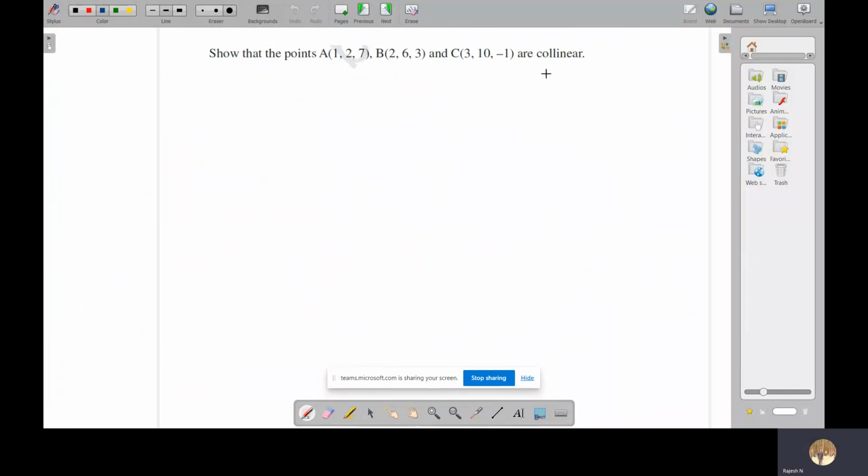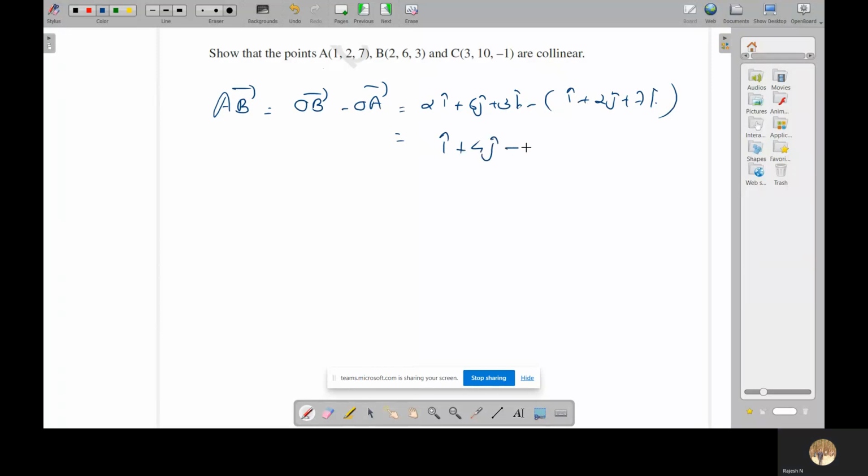Show that the points are collinear. There are ways to prove collinearity. Now I am using this vector AB. What is vector AB? OB minus OA. What is OB? 2I cap plus 6J cap plus 3K cap, minus I cap plus 2J cap plus 7K cap. So I cap plus 4J cap minus 3K cap minus 7K cap is 4K cap.